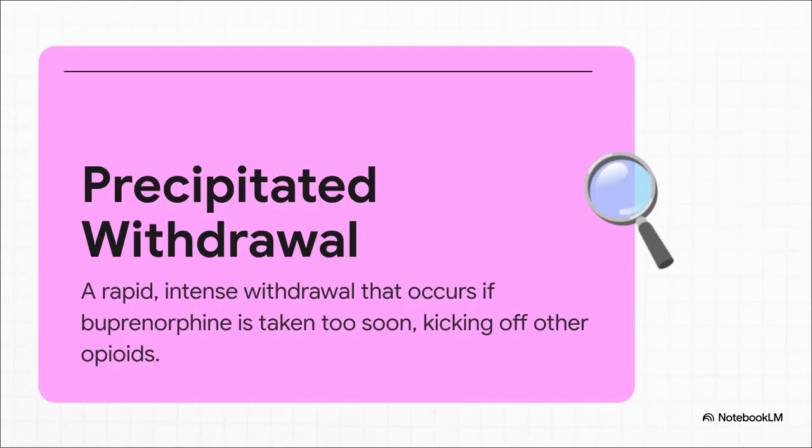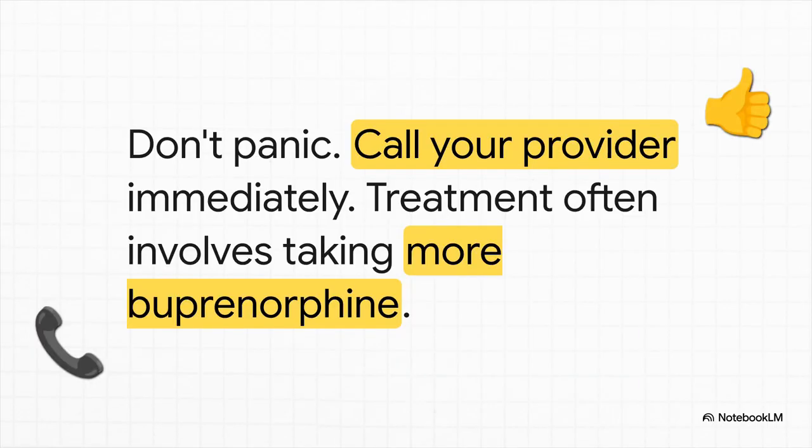So that big risk we've been trying to avoid is called precipitated withdrawal. Remember how we said buprenorphine binds to those receptors really tightly? Well, if you take it too soon while other opioids are still hanging out in those receptors, the buprenorphine comes in and aggressively kicks them all out. That sudden eviction is what causes a really intense, really fast wave of withdrawal symptoms, and that is why waiting is so important.